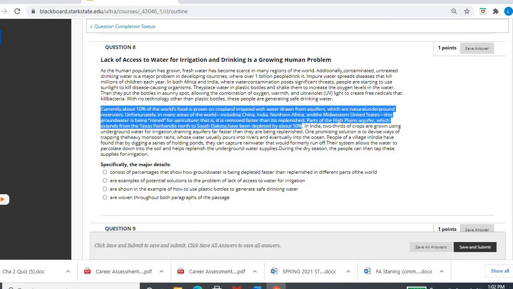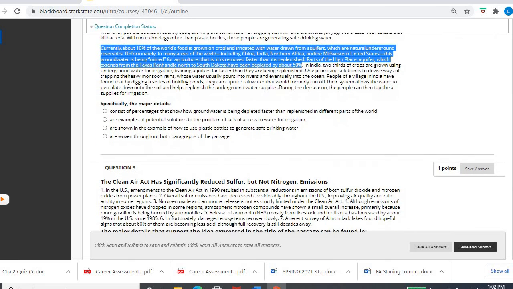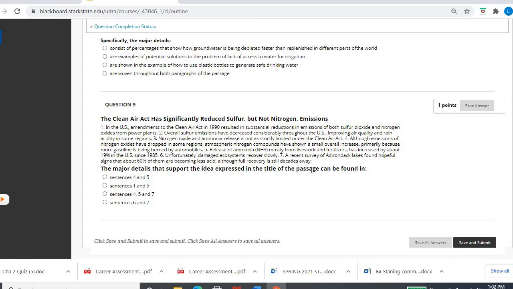And then question 9, we have a different selection. It's just 1 paragraph, and you can see that the paragraph is numbered. There are 7 sentences. It wants to know, where are the major details that support the idea expressed in the title of the passage? So you want to read the title of the passage and then look. It's either going to be 2 or 3 of the sentences. So you look at your choices and which 2 or 3 sentences, depending on which one you're leaning toward, give you more information about this. What might be helpful is turning that into a question and seeing which sentences answer that question.